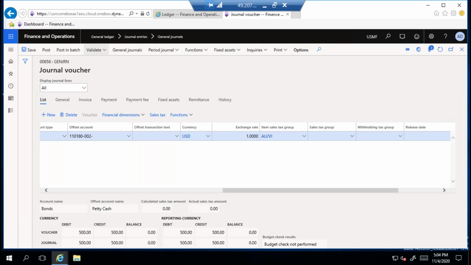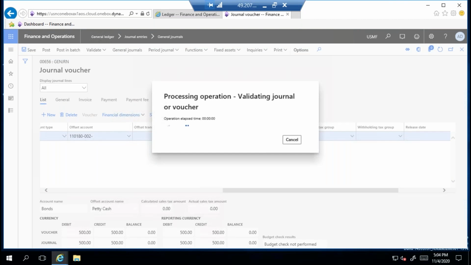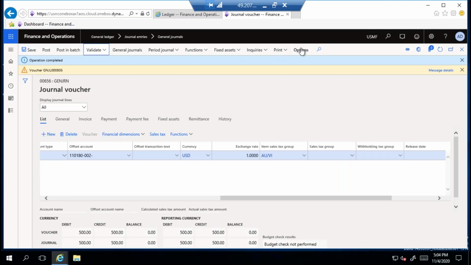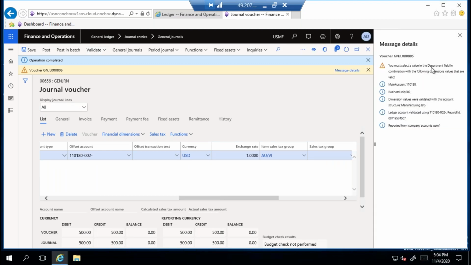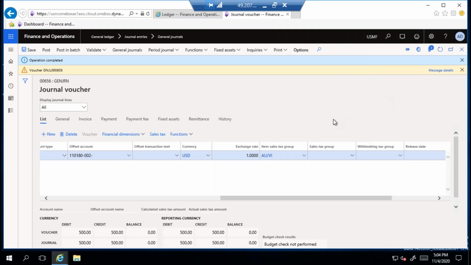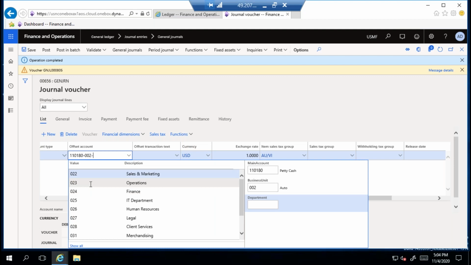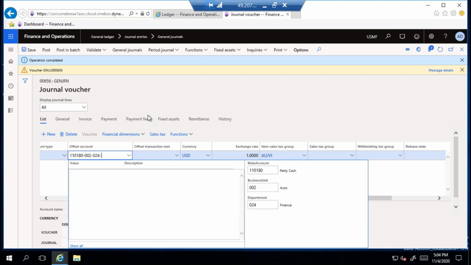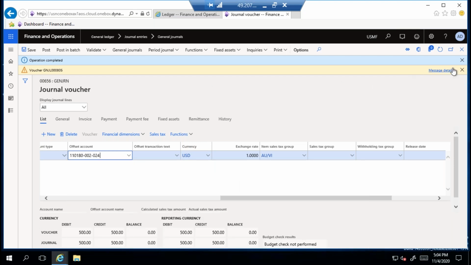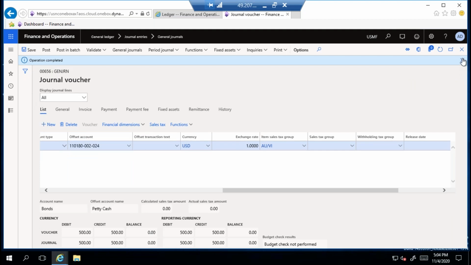If you click on validate or simulate posting, anything is fine. Once again, I'm getting error messages. So it is asking for the department. Until and unless all the required fields are mapped, it will throw an error message. All the required fields you need to map. It is a must. You need to map.